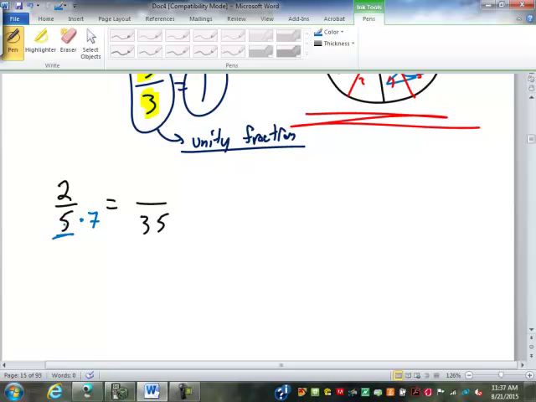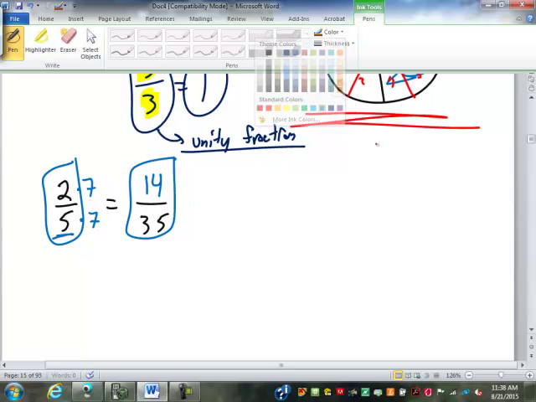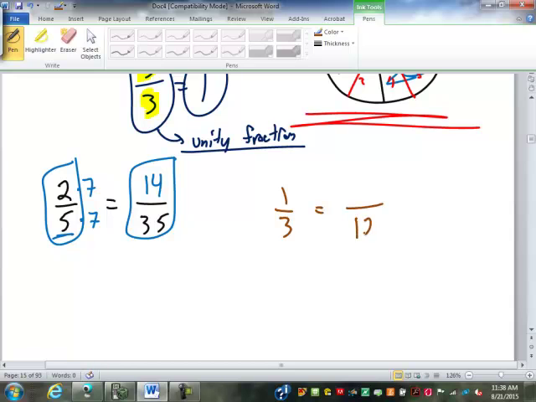Now, if I cut those into 7 pieces, the ones I already have also get cut into 7 pieces each. 2 times 7 is 14. So 14/35 is exactly the same value as 2/5. It just has a different appearance. Or we might have 1/3, and I want to change that into 12ths. What am I going to get here?